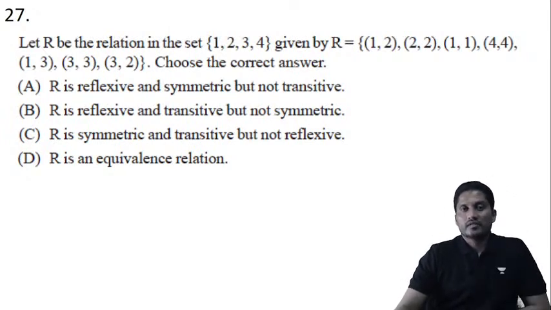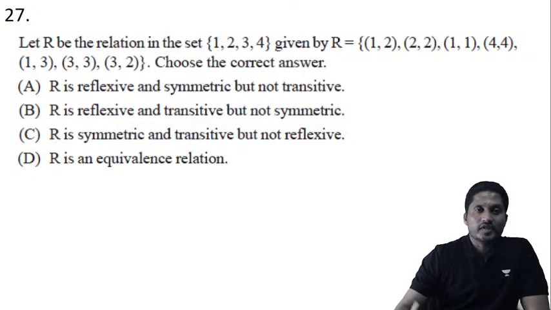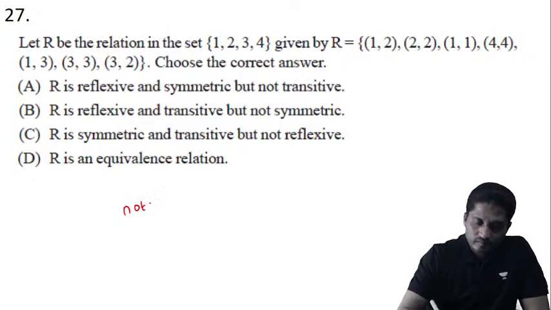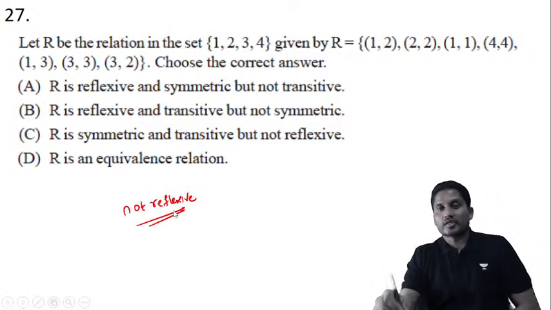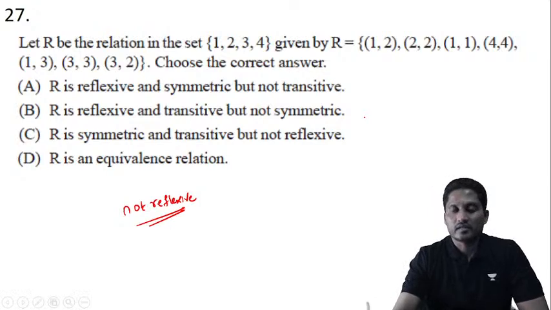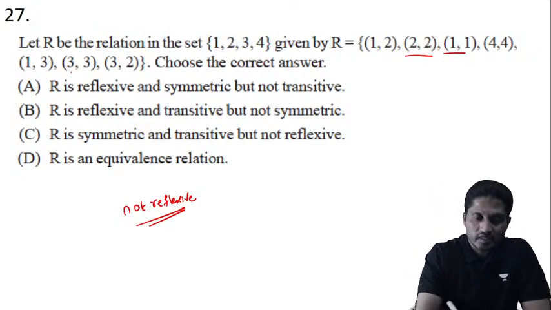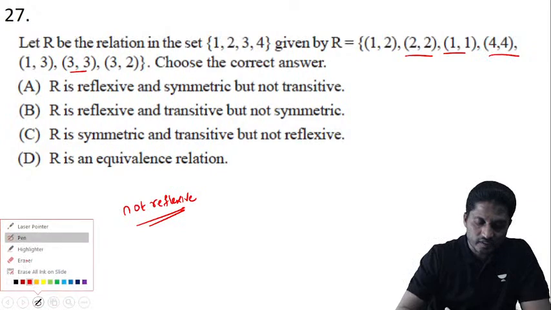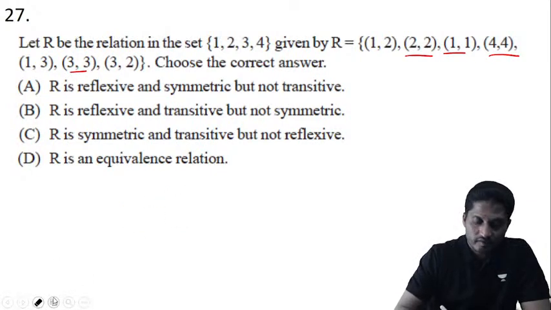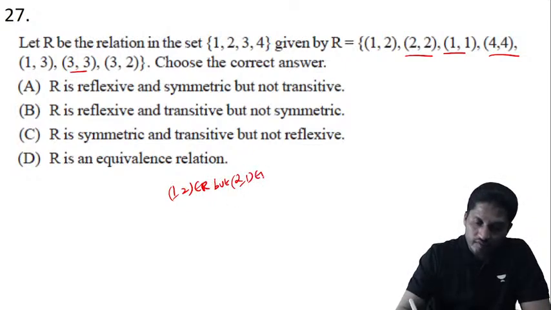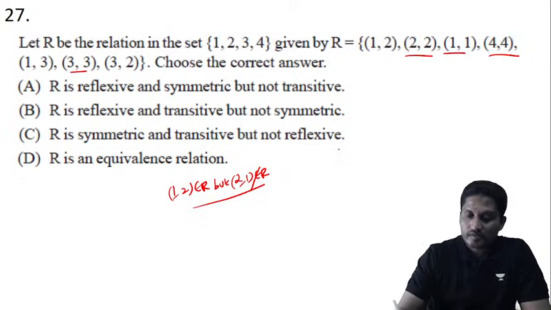R is equal to 1 1, it is not reflexive? Because 1 1, 2 2, 3 3, 4 4 should be there. 1 1 is there, 2 2 is there, 3 3 is there, 4 4 is there. Yes, it is reflexive, guys. It is reflexive but not symmetric, because 1 comma 2 belongs to R, but 2 comma 1 does not belong to R. It is not symmetric.